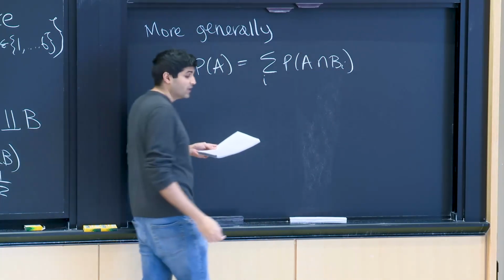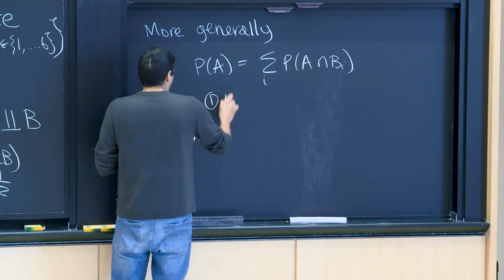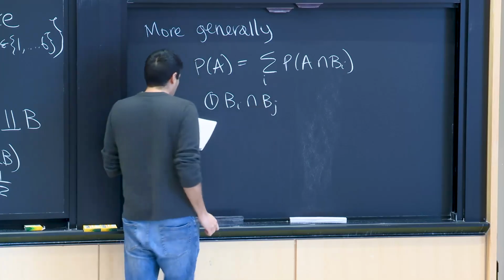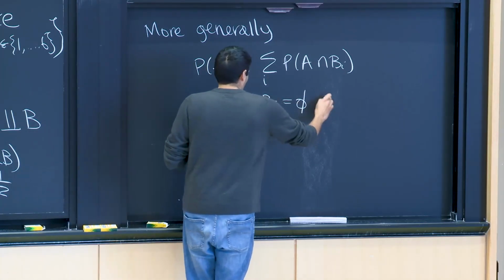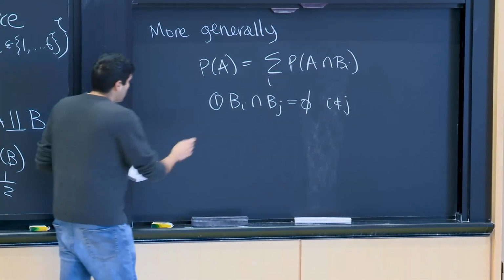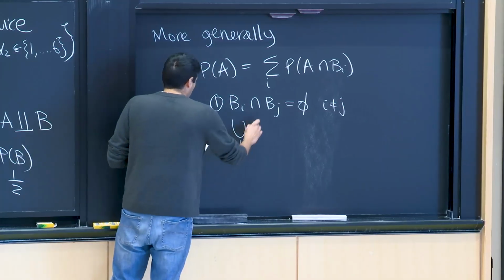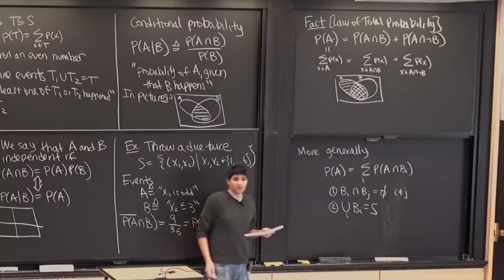But now we need some conditions on the BIs. We need that all of the BIs are disjoint. So BI intersect BJ is the empty set for I not equal to j. They're pairwise disjoint. And we also need that together they cover the entire space. The union of all of these BIs is my sample space.